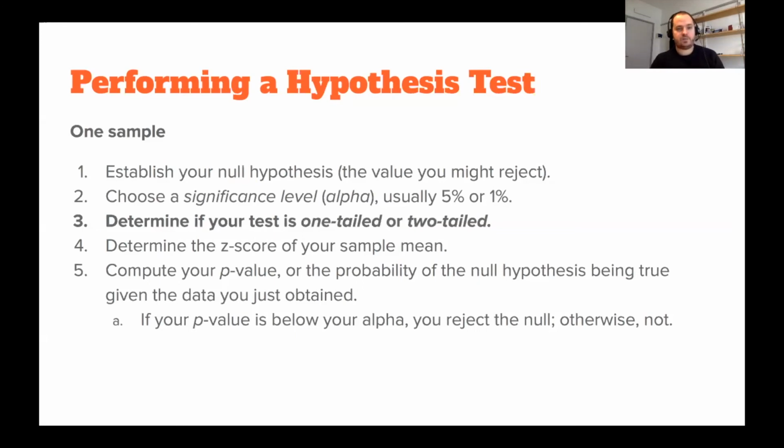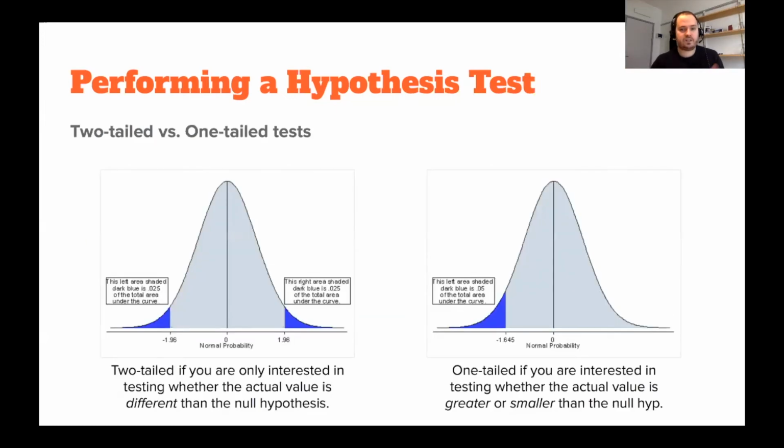Then the next thing is we're going to determine if your test is one-tailed or two-tailed. This is an interesting thing that you have to think about. It's very simple, but it's something you have to think about that is also part of the design of your hypothesis test. So these are examples of two-tailed on the left and one-tailed on the right.